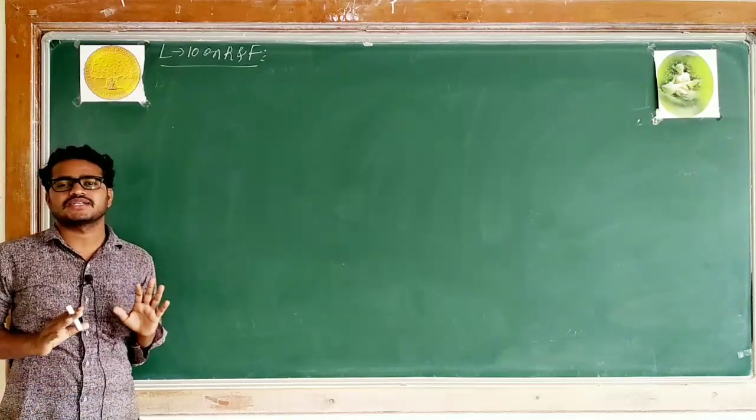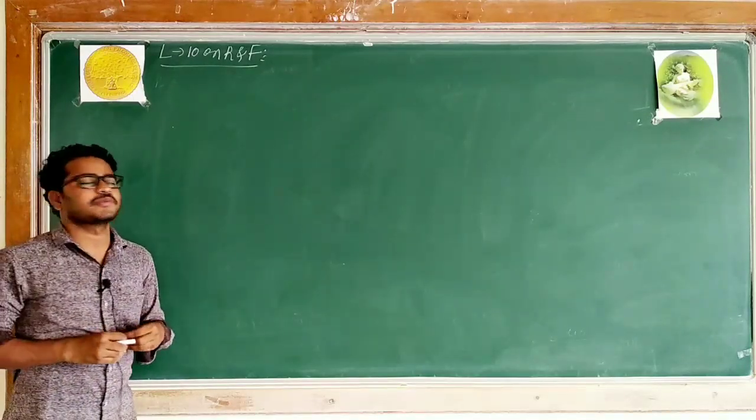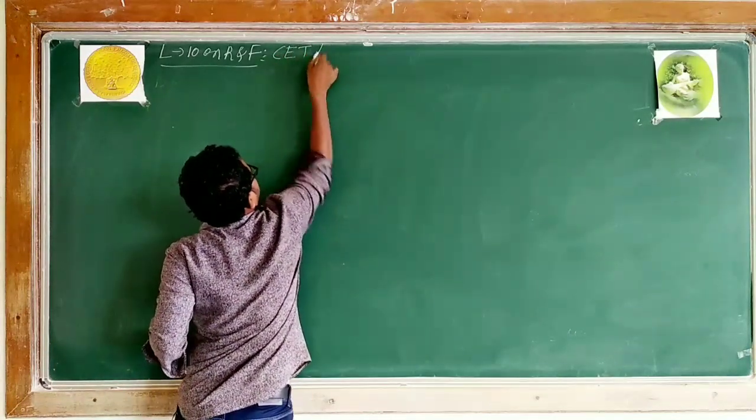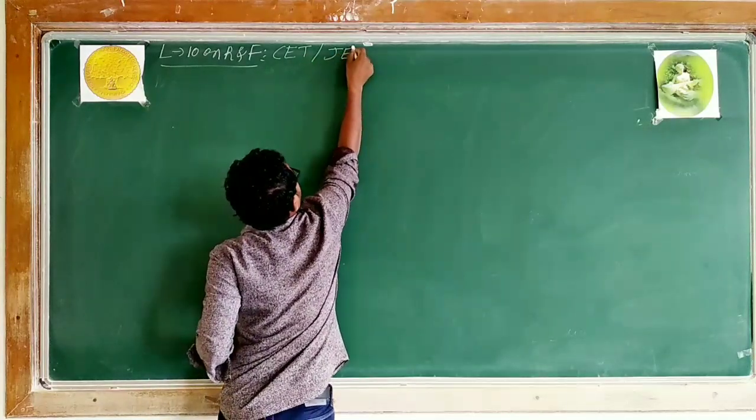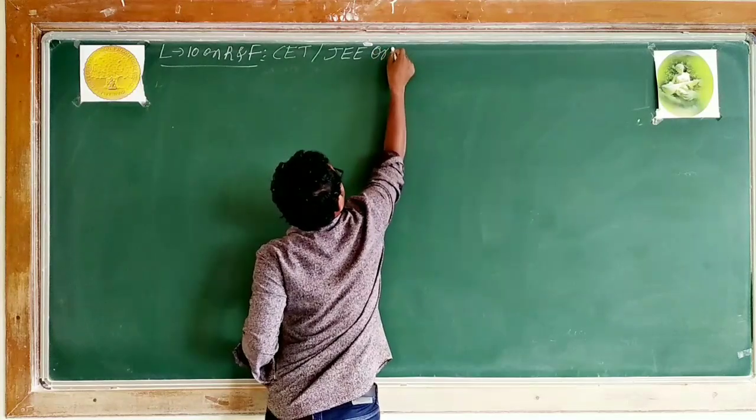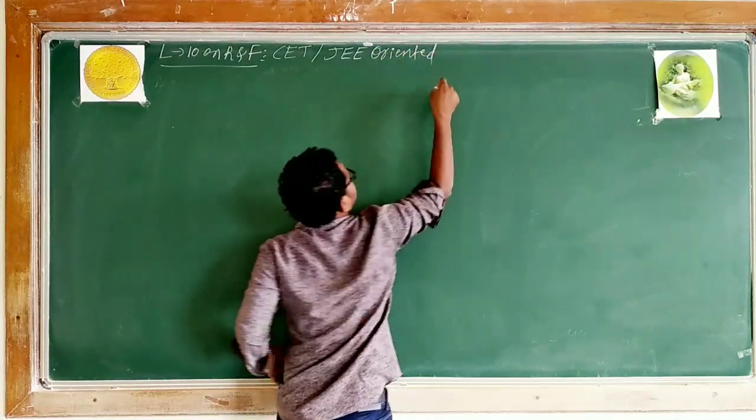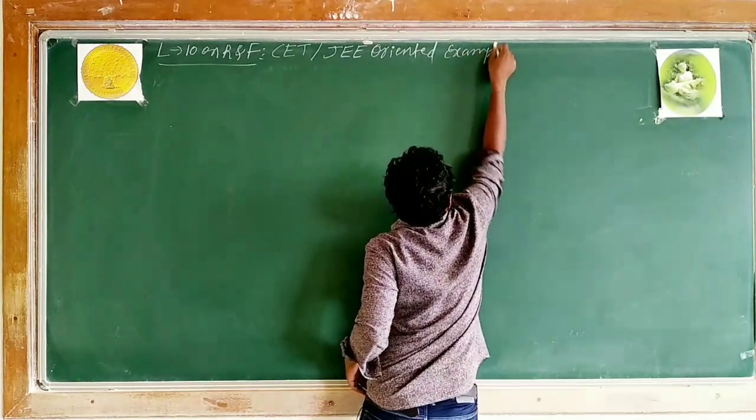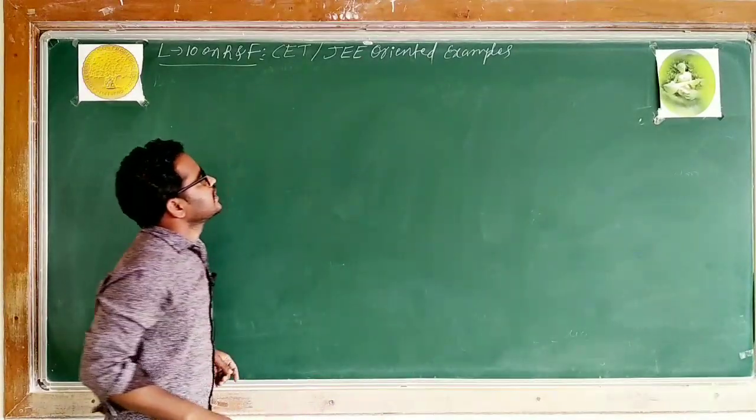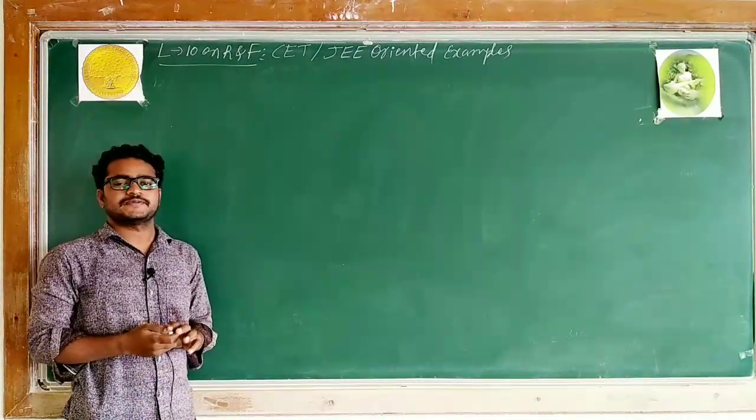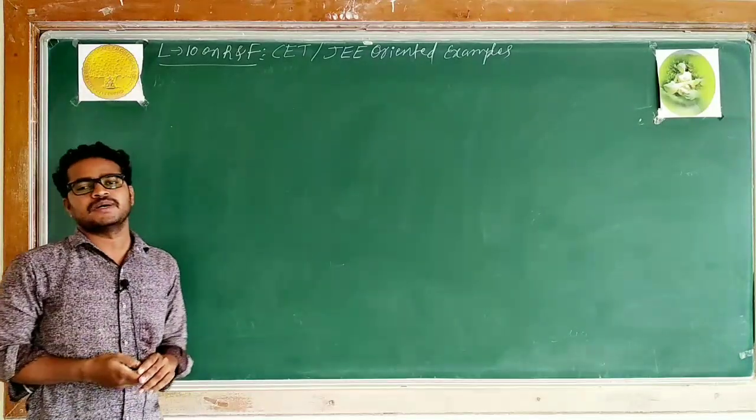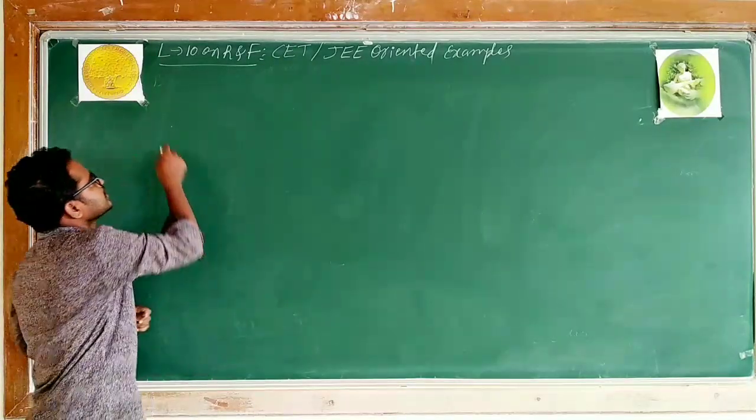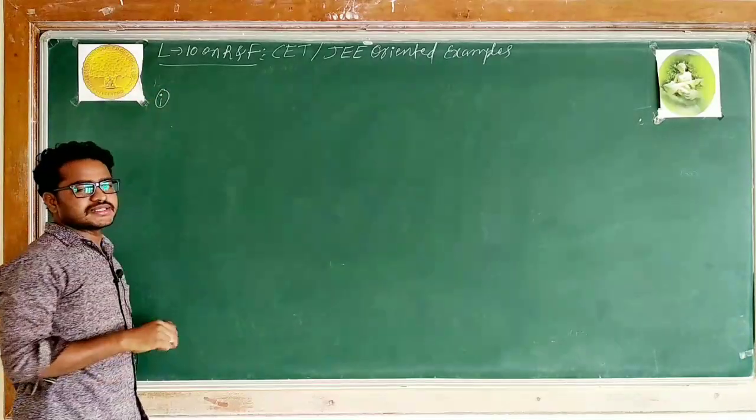Today I am taking one extra class, a CET oriented problems class. Today I am taking what? CET and ZEE oriented examples. So today we will see some CET points. Before going to solve, I will take some CET points. What is the point? First, these are some points.